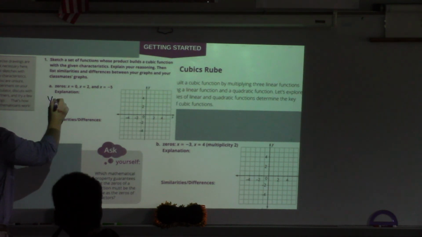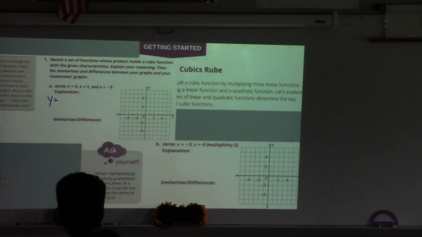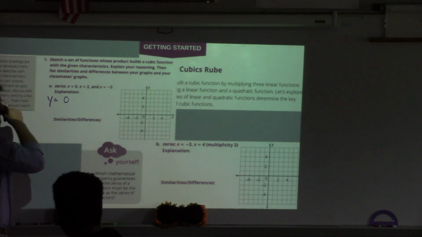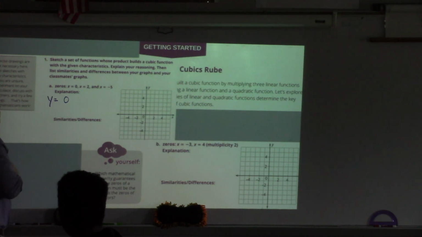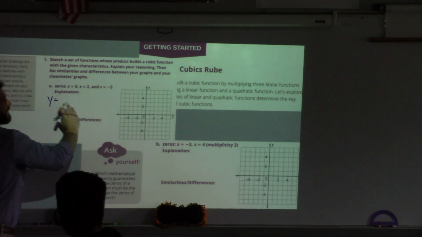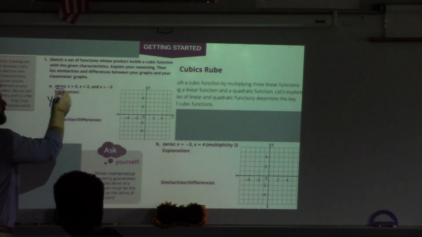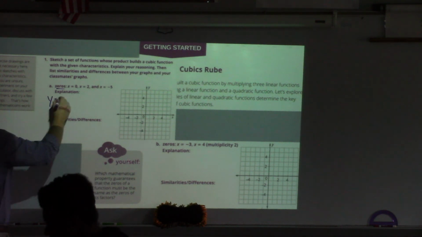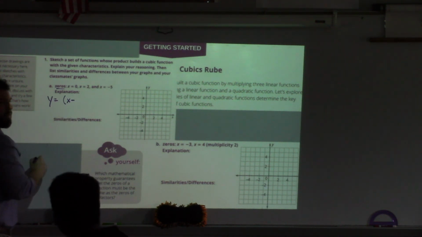What is one equation that I could write here? With a 0 of x equals 0, that'd be y equals, so just put a 0 here. I feel like it's wrong. What's another word for a 0? A root, right? So you can think about it as x minus what? 0.